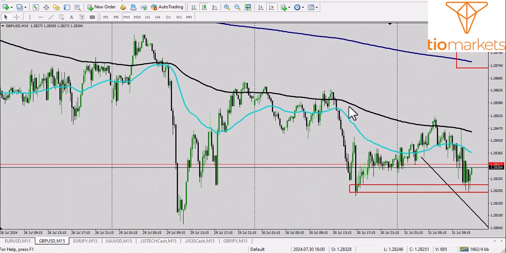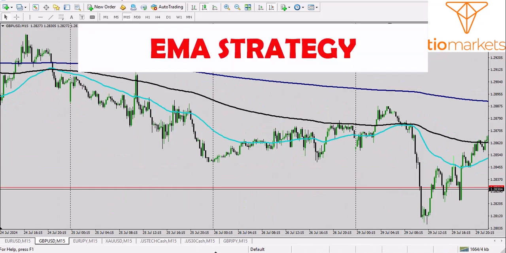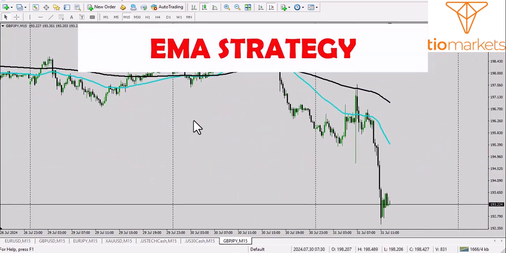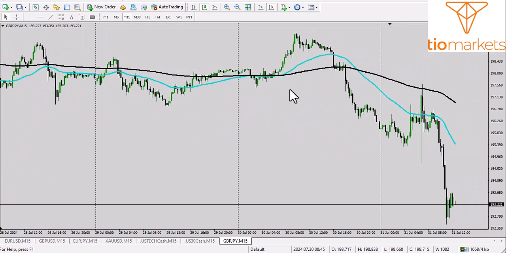So the next thing, that's number 3. The next thing that we are going to do is the strategy. So we are going to be looking at a strategy that you can employ using the moving averages. And this strategy involves 2 moving averages. That is the EMA 50 and the EMA 200.